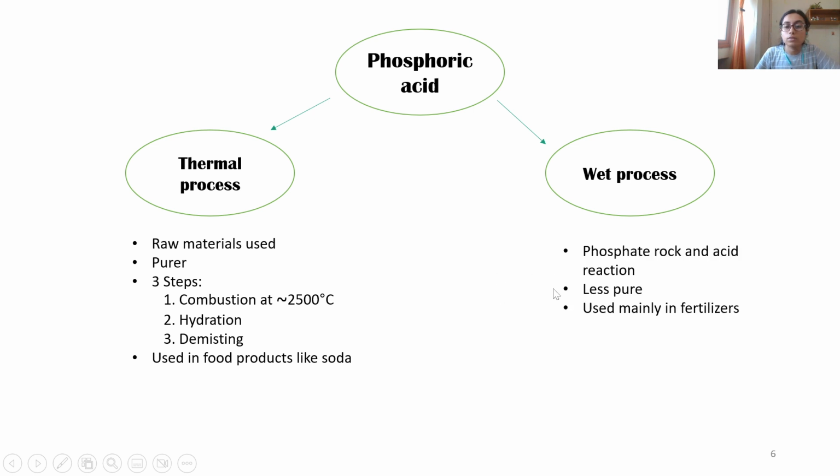And the wet process involves phosphate rock and acid reaction. It does not involve the elemental form, rather a reaction between phosphate rock, apatite, and acid. The uses also differ. Since the thermal process uses the elemental form, it produces purer phosphoric acid, but in the wet process the phosphoric acid produced is a little less pure. So that is used mainly in fertilizer, and the phosphoric acid from the thermal process we can use in food products like soda water.